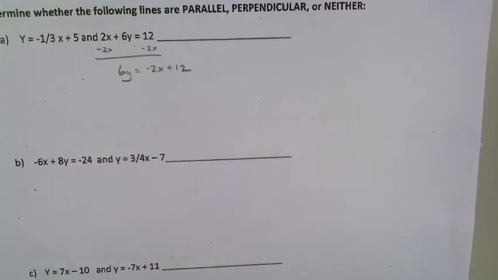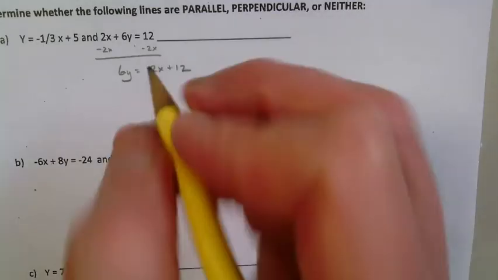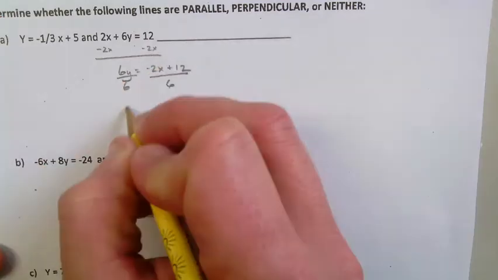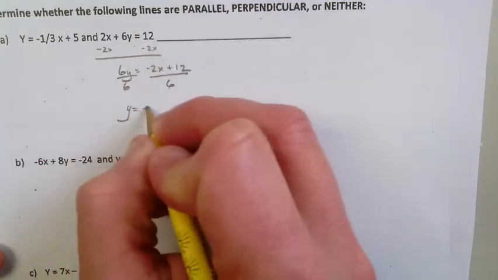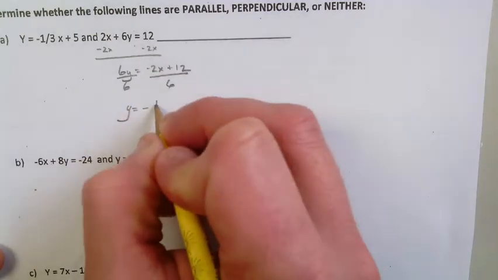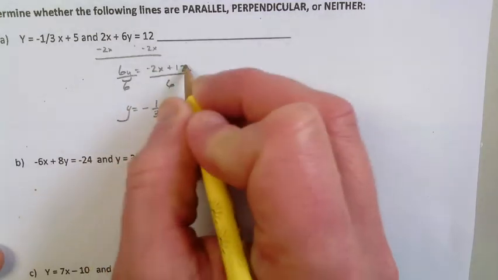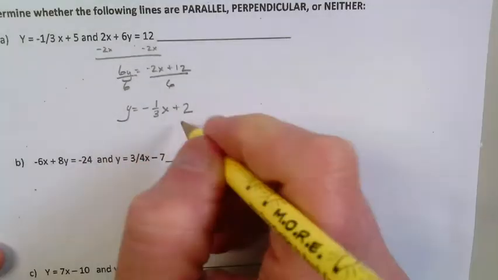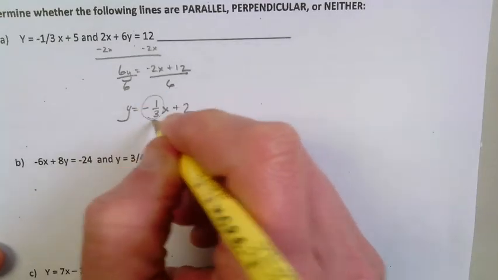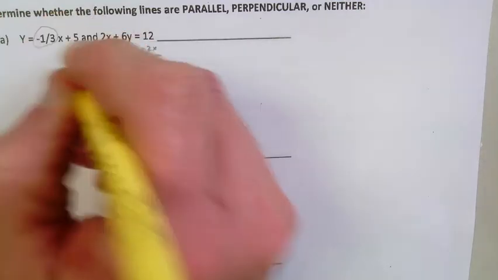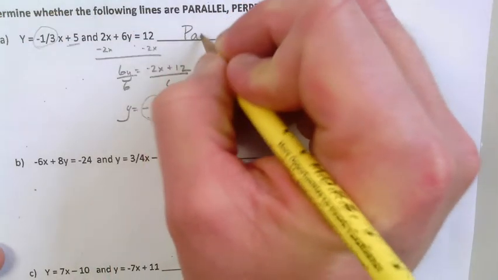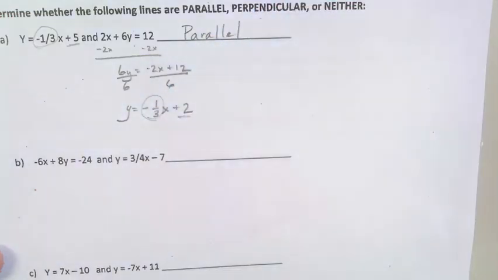Okay? Now how do I get y by itself? I'm going to go ahead and divide everything by 6. So this gives me a negative 2/6, which becomes 1/3. 12/6 is 2. And so as I look at this, I have the same slope, but a different y-intercept. So I'm going to say that these are parallel.